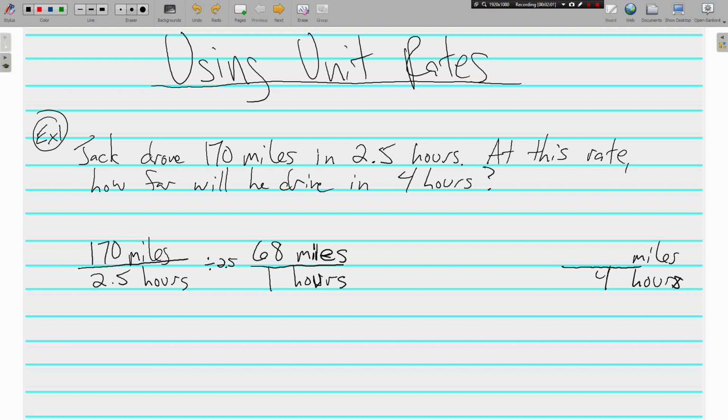But we need to know how far we can go in 4 hours. Well, real easy. If you go 68 in 1 hour and you want to know how far you go in 4 hours, just multiply by 4. 1 hour times 4 is the 4 hours, and if you multiply the 68 times 4, you get 272 miles in 4 hours. And because this is a real world problem, we need a good sentence answer.